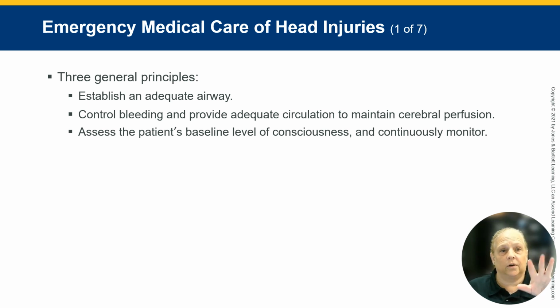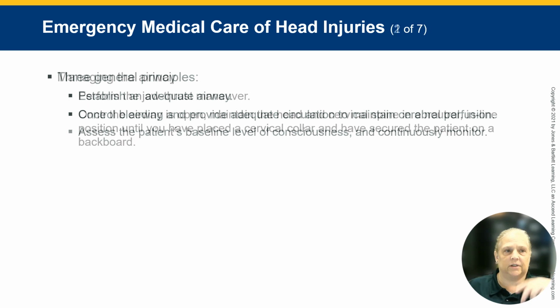3 things for head injuries that we need to make sure that we're doing. Make sure we've got an adequate airway. You want to control any bleeding. Make sure that there's adequate circulation. Assess their level of consciousness and continue to monitor it. That is the 3 things that we need to make sure that we're doing for our head injury patients.